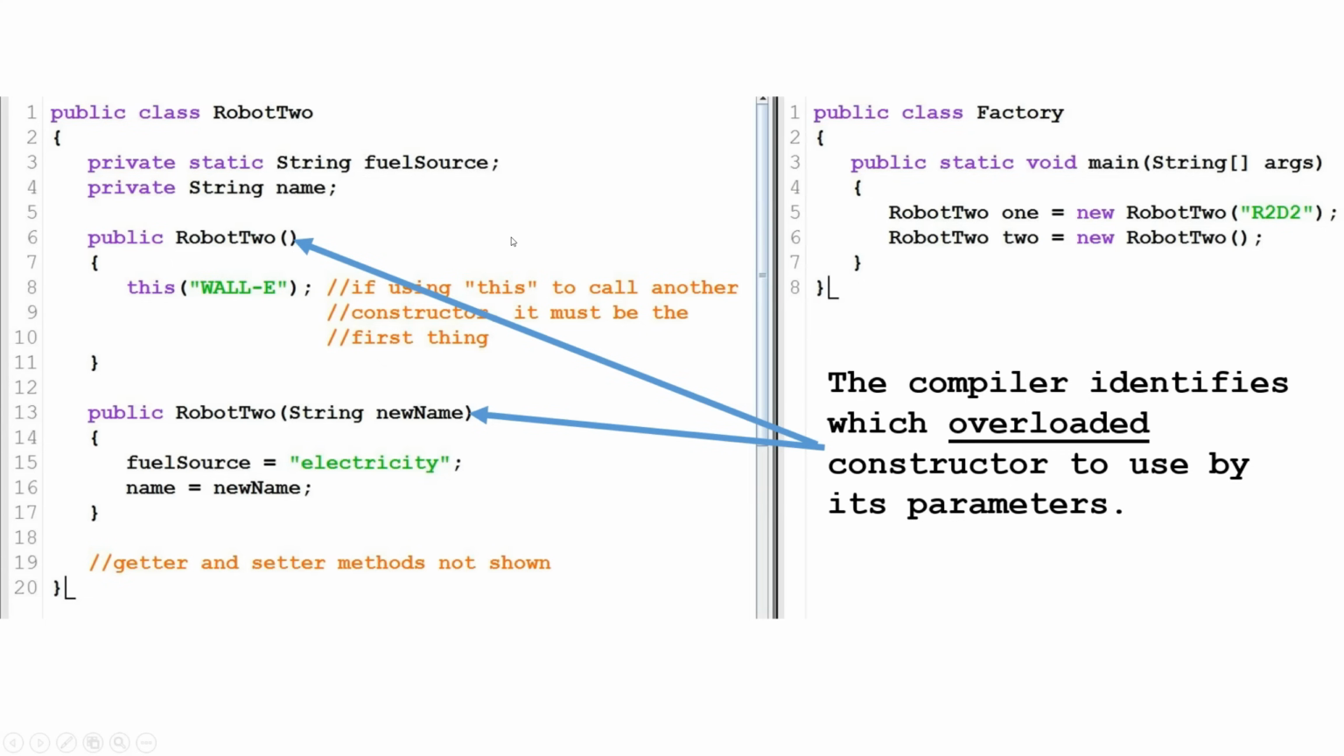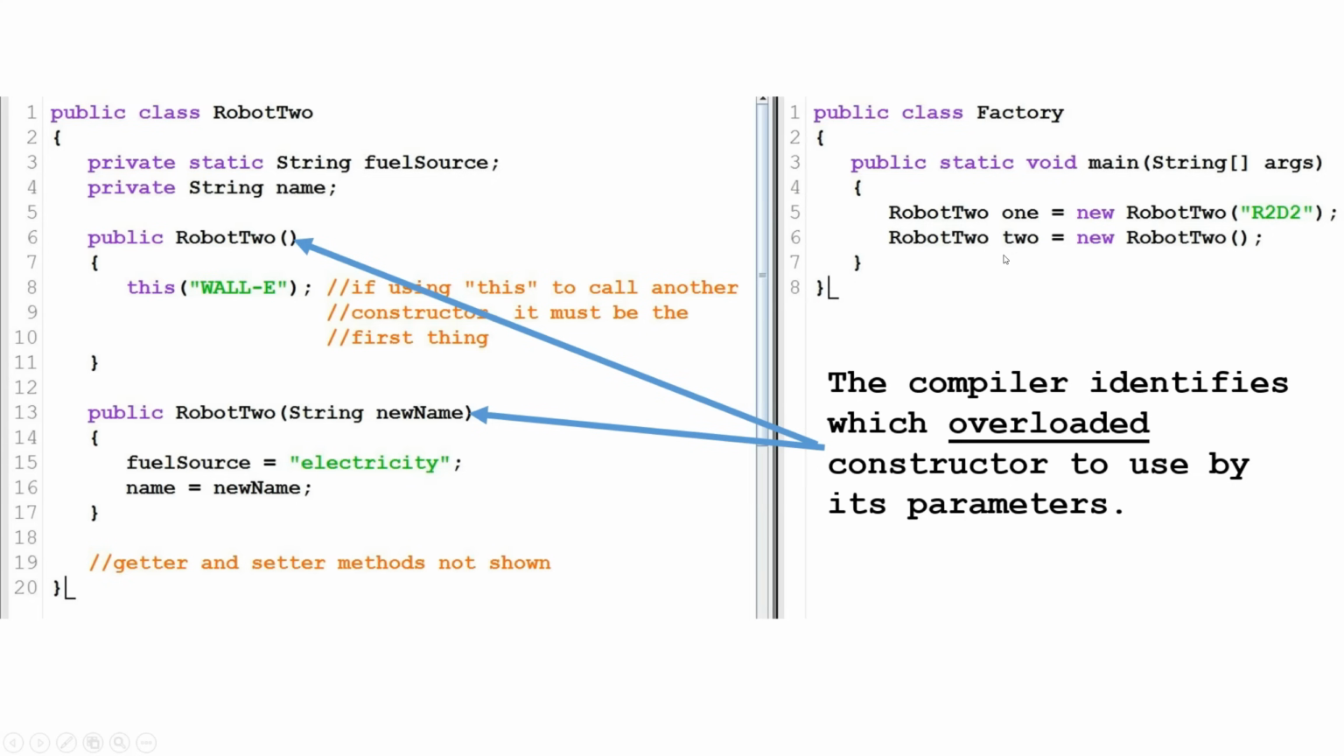Now, in our example here, under Factory, we create a new variable called r1 of type Robot2, and then we create a new instance of Robot2 and we pass the string r2d2. Now the compiler looks and says, okay, we've got one argument and it's a string, so we have to find a constructor that has one argument that's a string. And here's a constructor right here. So what it does is it says fuelSource is equal to electricity, and then it takes the string that we passed in, newName, and sets our name field equal to the value of the newName parameter.